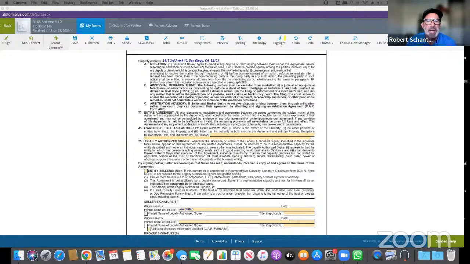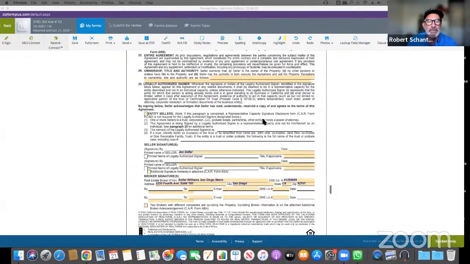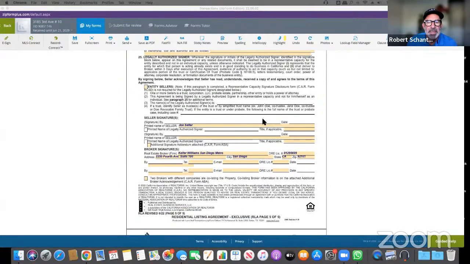And 23 is the entire agreement. This is the entire agreement. There's no other agreements. 24, ownership, title, and authority, the seller's warranty that they have the authority to sell the property. 25 talks about the legally authorized signer. This is the person that, if it's in a probate or a trust or an LLC, has the legal authority, or even if they're an individual, has the legal authority to sign the listing agreement, and they attest to that. And then this is new, the section for entity sellers.